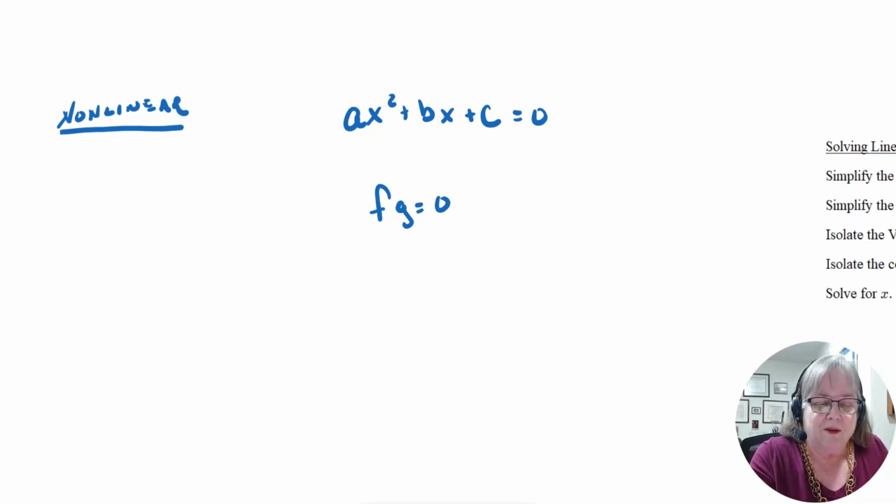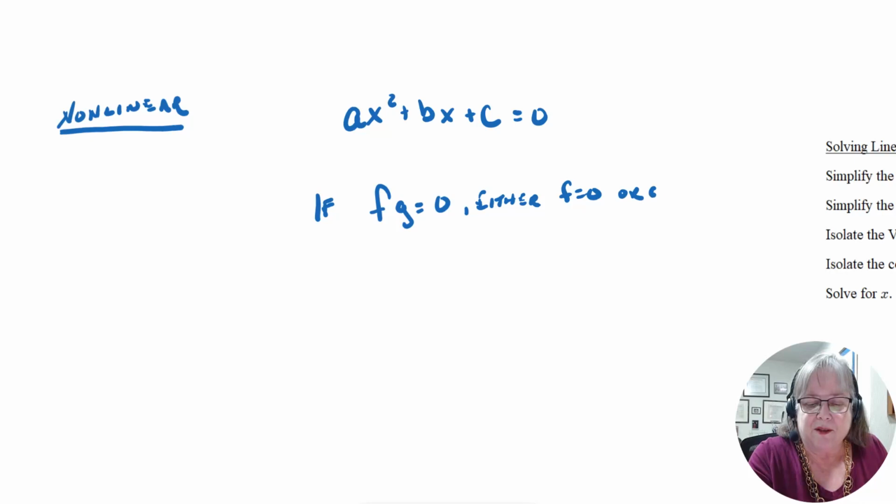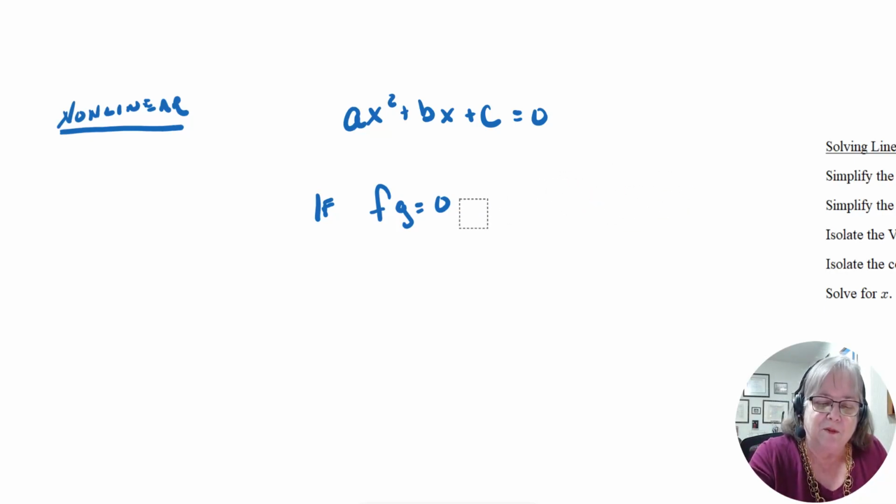So either f is 0 or g is 0, or they're both 0. And this is called the principle of zero products. So if two things multiply together to get you 0, one of them or both could be 0. So it goes kind of like this.